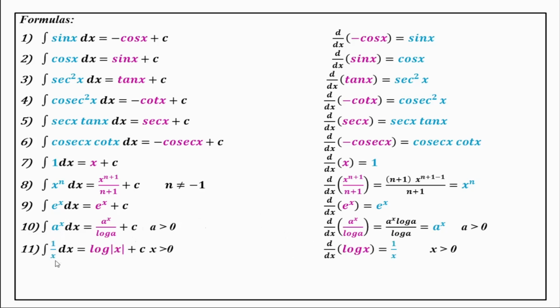Now integration of 1 by x is log of mod x. Why mod x? Because log of negative and 0 are not defined, so always it should be positive. Because we have differentiation of log x is 1 by x, so the reverse process is this. And integration of 1 by root x is 2 root x because differentiation of 2 root x is 1 by root x.